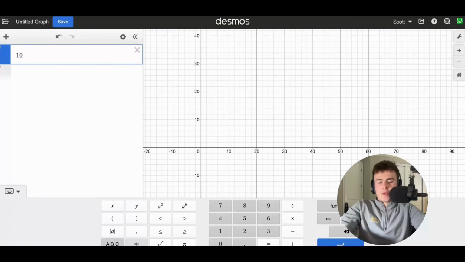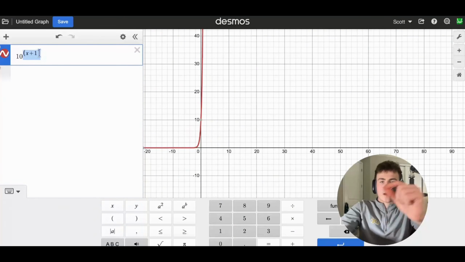Also with the exponents, if you have multiple numbers in the exponent, you have to use parentheses, because if you want to do like 10 to the x plus 1 power, you can't just do this because it'll put the 1 down here. That's bad. So you want to do 10 parentheses x plus 1, and now it'll actually show the numbers inside of the top exponent.